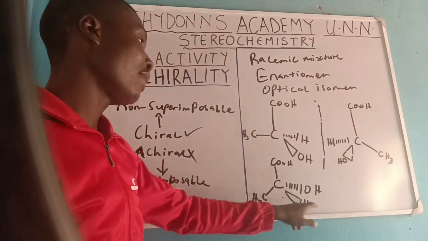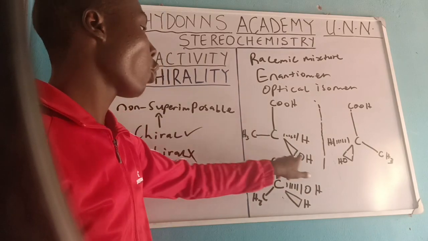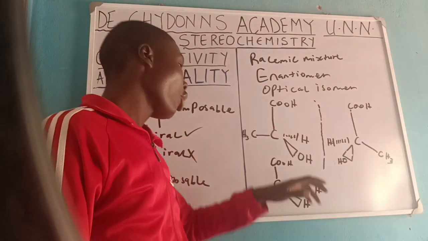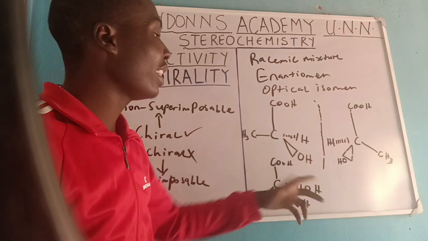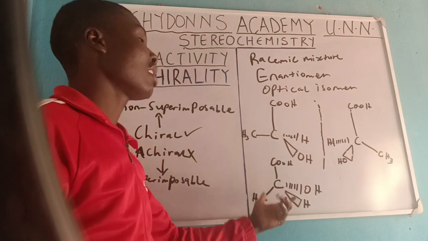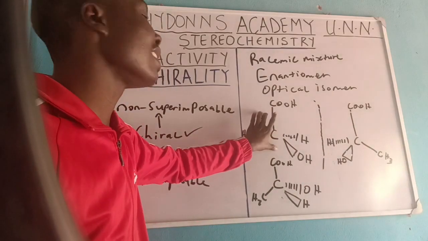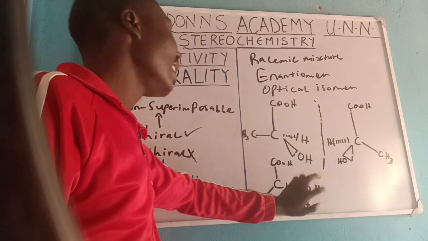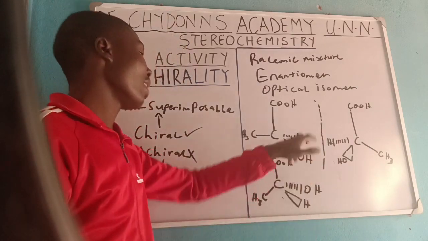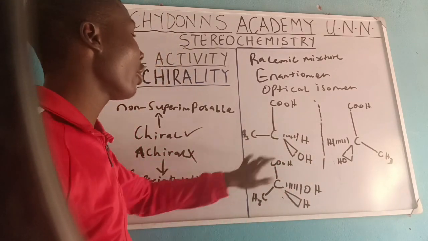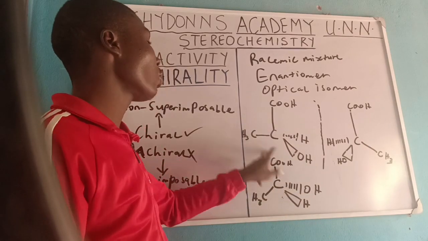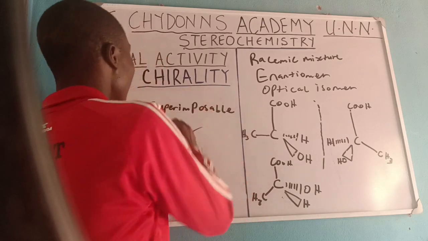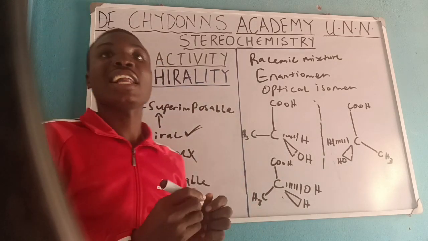Now you can see for yourself that initially this OH was at the front projecting outward while the H was projecting backward, but in the mirror image the OH is now projecting backward and the H is now projecting forward. So if you put this on this, they are not exactly the same, because while in this one OH is coming forward, in this one the OH is going backward, and same with hydrogen. So this is the mirror image of lactic acid, and because the two images are non-superimposable, you can simply say that lactic acid is chiral.